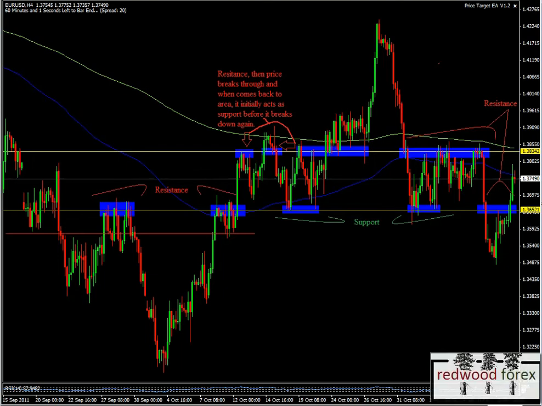Hello, this is Hardin Tate with Redwood Forex, and I wanted to go into some deeper explanation about this support and resistance chart that I put up. Here's a 4-hour chart of the Euro US dollar. Each one of these candlesticks represents 4 hours in time. I'm just going to start from left to right on this chart.